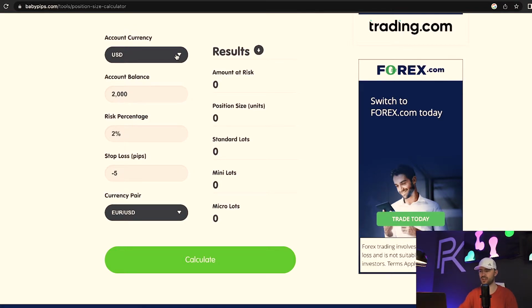Let's go back to my position size calculator. $2,000 account, let's say I'm using dollars. I'm risking 2%. My stop loss, 28 pips, and my pair was Euro Dollar. And I hit calculate. It quite literally is going to show me standard lots, which is what you're more than likely going to be using through your broker in terms of your position size.